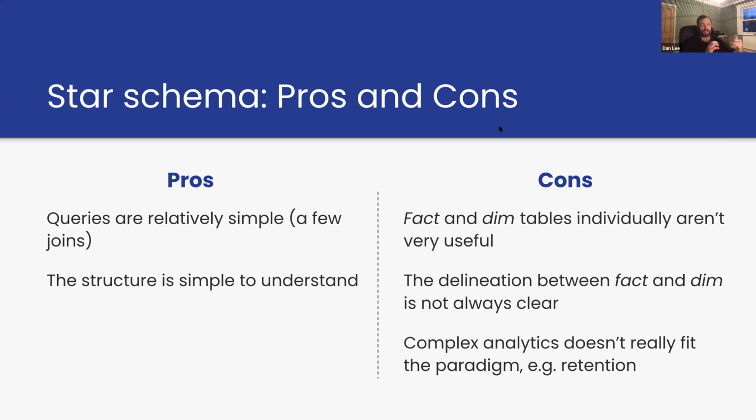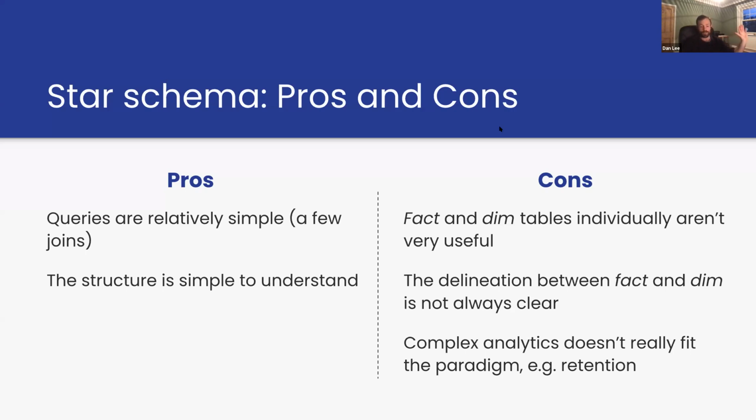I've also found that the delineation between fact and DIMs is not always clear. I think in all the textbook examples, it always makes a lot of sense. When you really start to think about building a star schema for your own business, not everything fits into this kind of clean category. And complex analytics don't really fit into the paradigm quite as well either. So the idea of retention doesn't really fit into this kind of model of a business process.